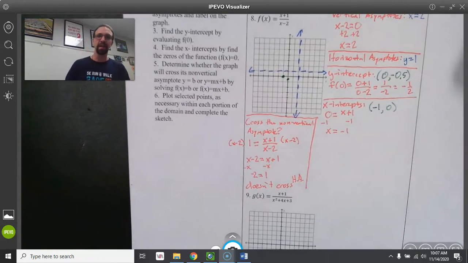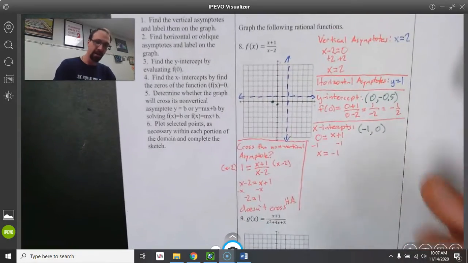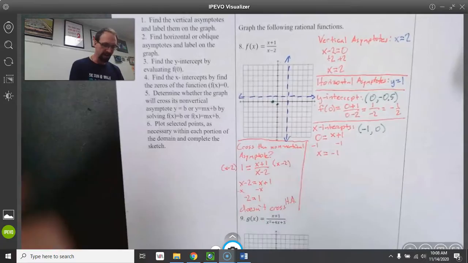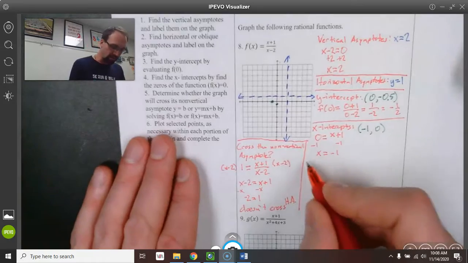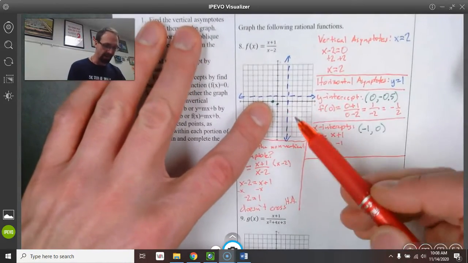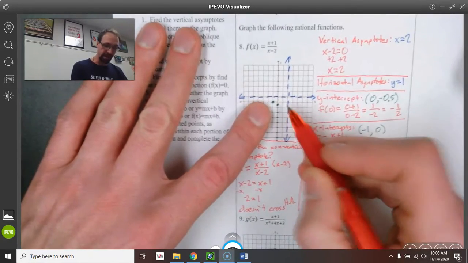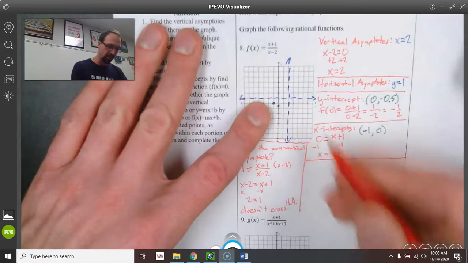The last part says to plot selected points as necessary within each portion of the domain to complete the sketch. Remember, domain is x values. I've got 2 points here, but I don't have any points in this part. Again, these are things you will know as you practice. I need another point in here to understand what's happening. Negative 1 looks like a wonderful value to plug in. That'll give me another point here.